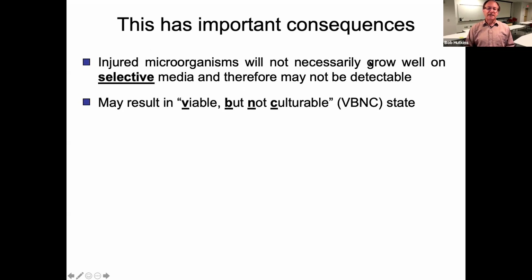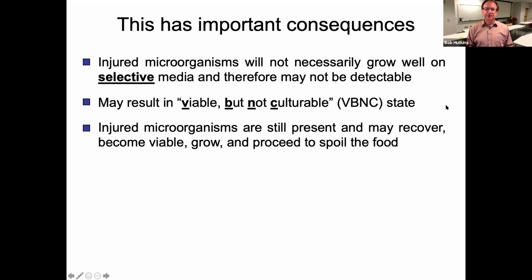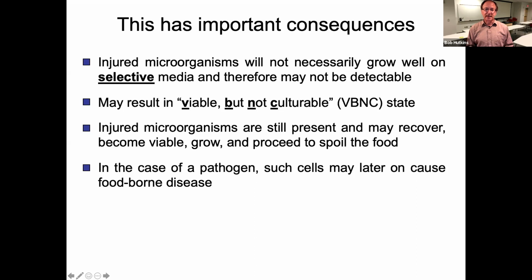Instead, they're viable but not culturable. VBNC, viable but not culturable. But they're still there. And even so, any of your methods may not show them. But later in the food, they can become viable, grow, and spoil the food, or worse yet, cause foodborne disease.